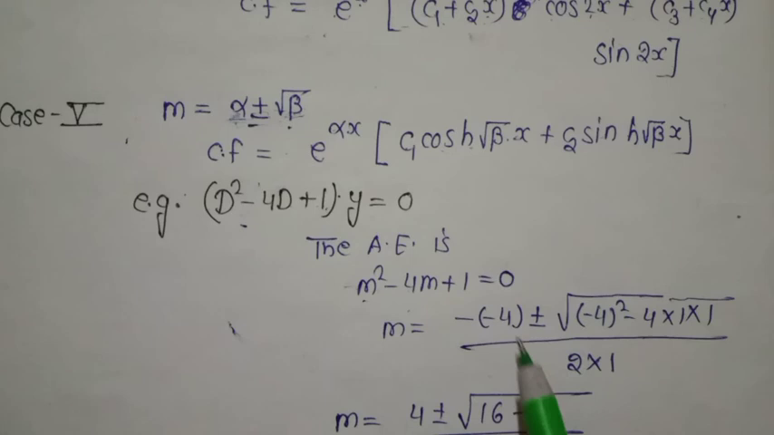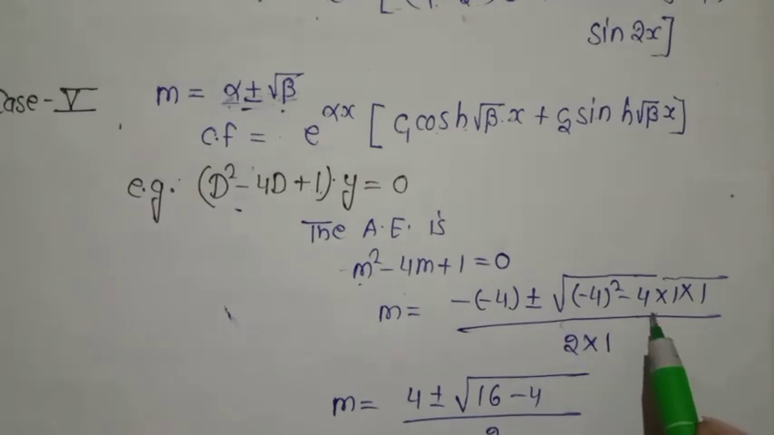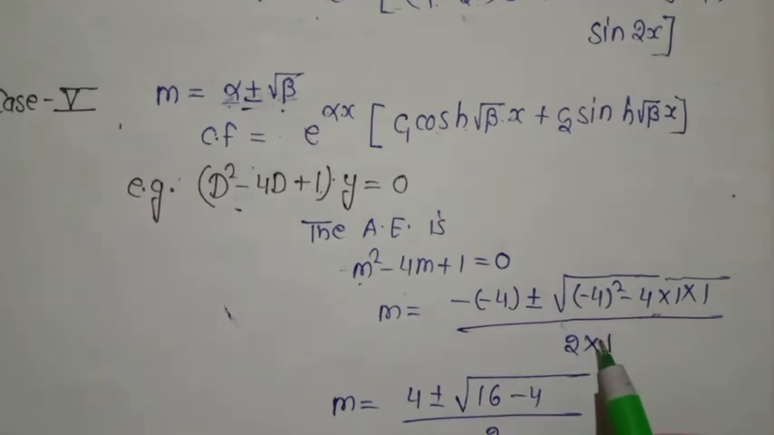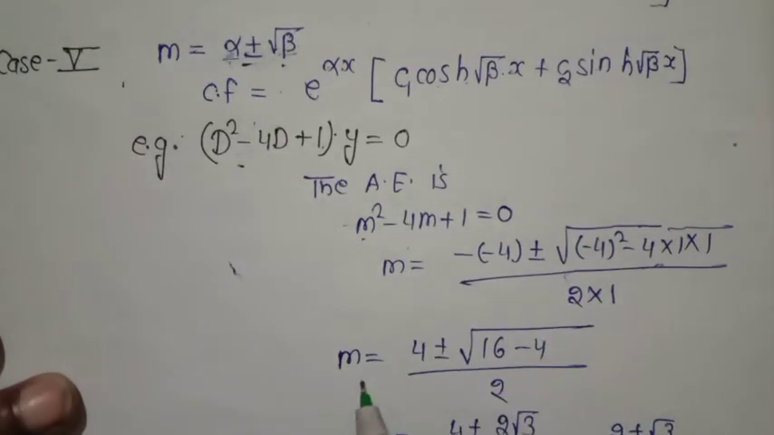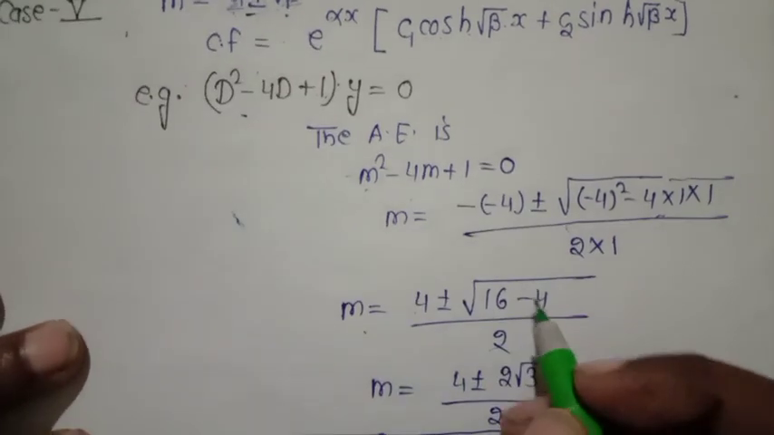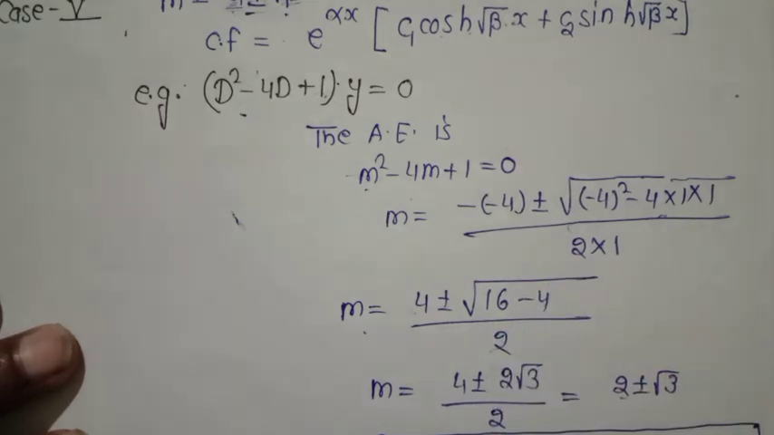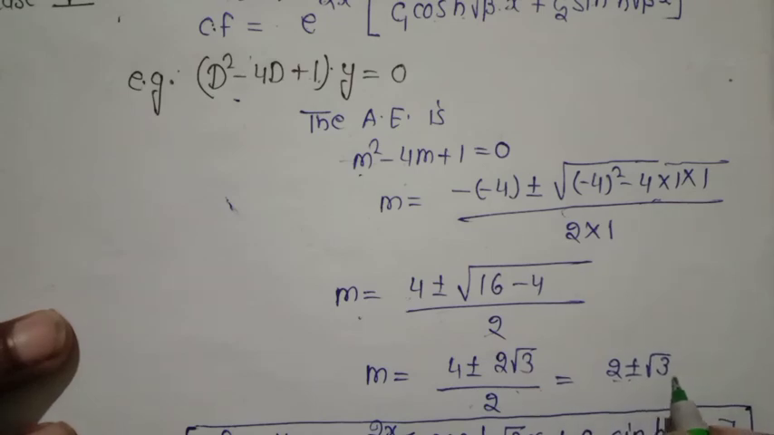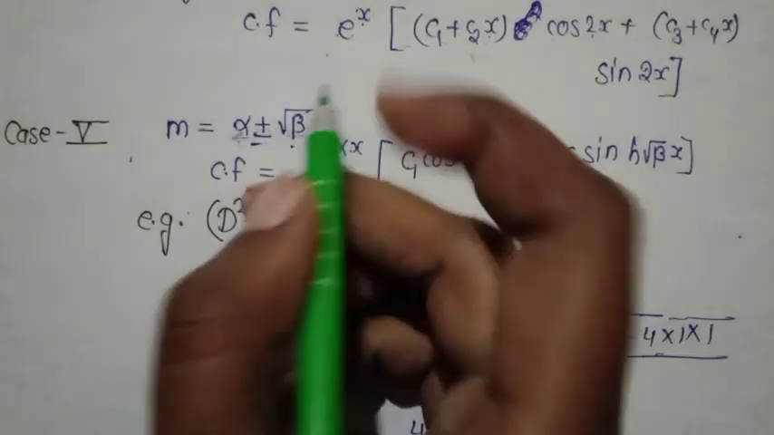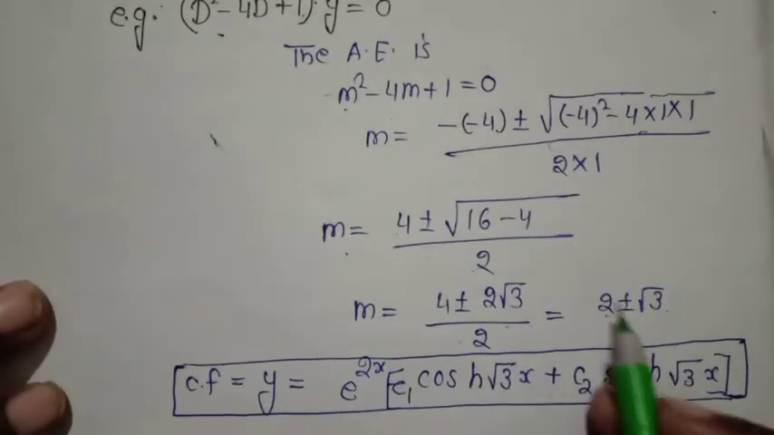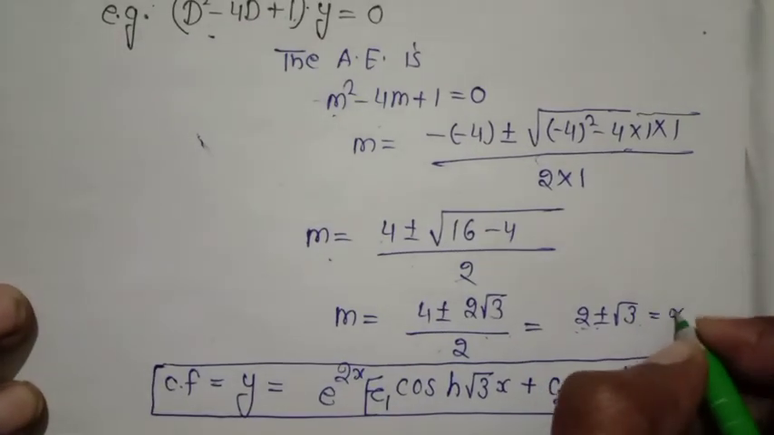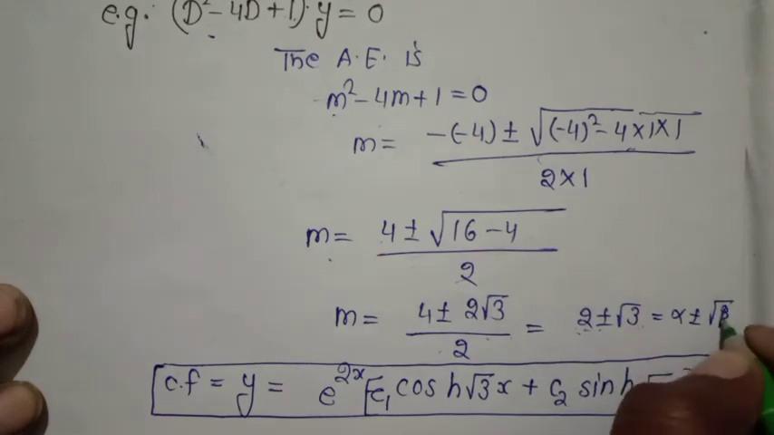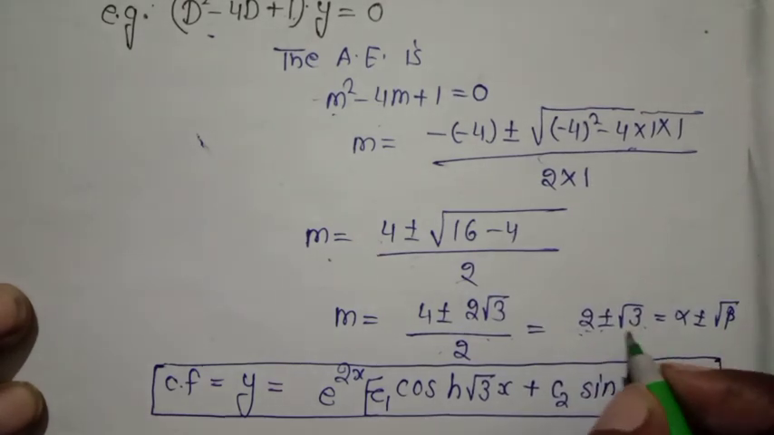So after putting, I am getting this value, and you can easily put it. So I am not going to tell you how I write this. Okay, so m is equal to 4 plus minus under root 16 minus 4 upon 2. If I simplify this, then this gives me 12, and 12 can be written as 2 root 3. So after simplifying, I got the value of m as 2 plus minus root 3. If I compare it with this, then alpha is 2 and beta is root 3.